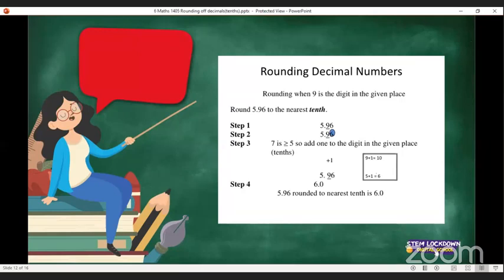Is the number less or more than 5? Then you are able to see, okay, it is more than 5, it is 6. So in this case, remember we have 5.96. So we're rounding off to the nearest tenth. And when you see that the number on the right of the number that you're supposed to round off to is also over 5.